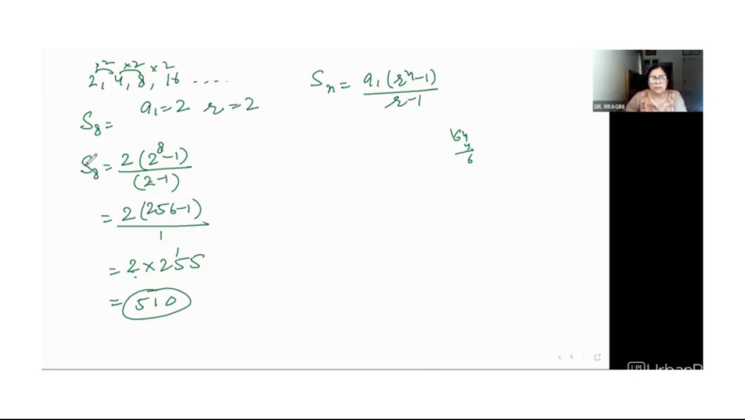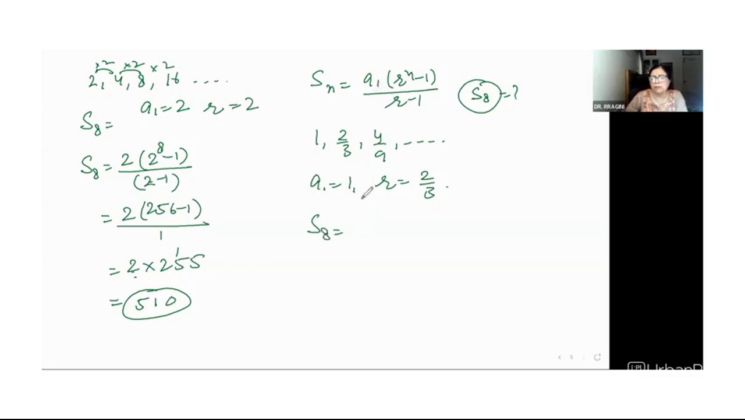Right? Now let us take the previous example that we were doing. Like if we have 1, 2 by 3, 4 by 9, and so on. Find the sum of first, let's say, 8 terms only, right? S8 you have to find. What is A1 here? 1. R is 2 by 3. What will be S8? It will be A1.